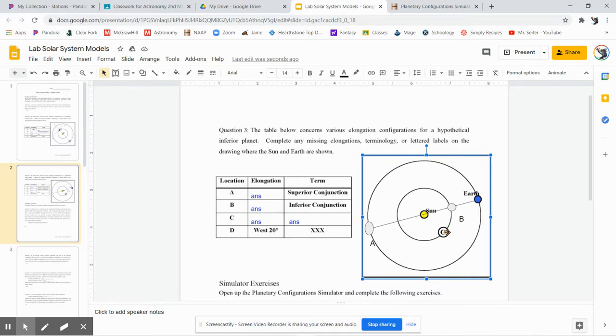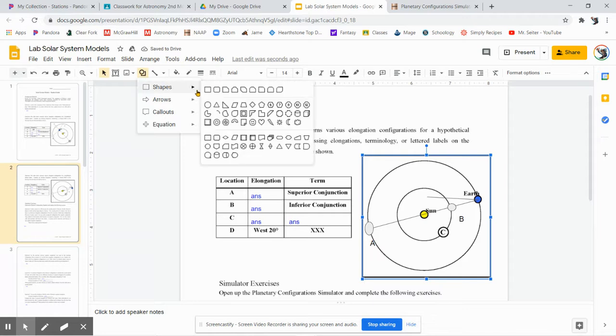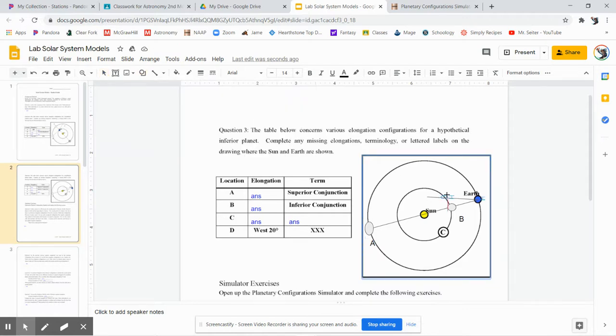And then it says at west 20. So if this is 30 degrees here, let's try to figure out a 20 degree. We'll put a line in there. 30, I don't know, right about here, maybe. Close enough. Again, it does not have to be perfect. Just try to do the best you can. Boom. Need to move it down a little bit. And then we'll put in a little text box and say that is D. And there we go. We're done. That's the hardest part of this lab, doing this stuff.